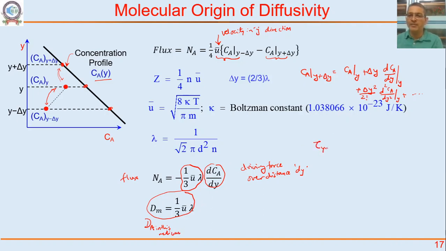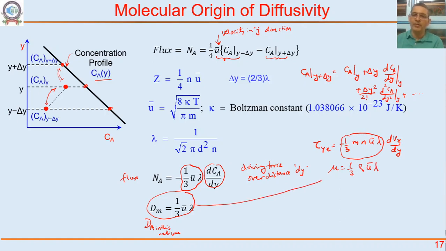Compare our tau yx, which was minus 1 by 3 m n u bar lambda dvx by dy, okay? And this was the molecular viscosity. Mu was 1 by 3 rho u bar lambda. Now you compare these two. You will see that the molecular transport of momentum (viscosity) and the molecular transport of mass are analogous to each other. That's what I was trying to drive at. And in the same way, when you do heat transfer, you will see the molecular origin of thermal conductivity would be something very similar. We are not going to do that, but it would be something similar.